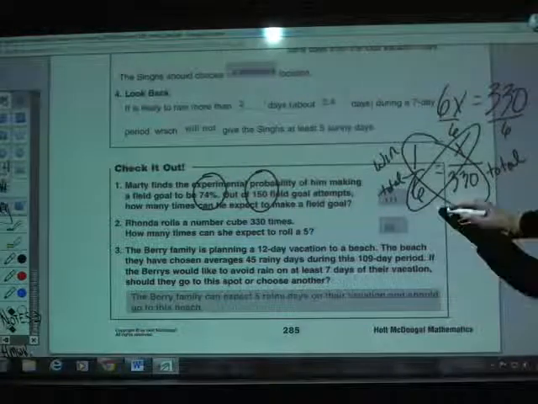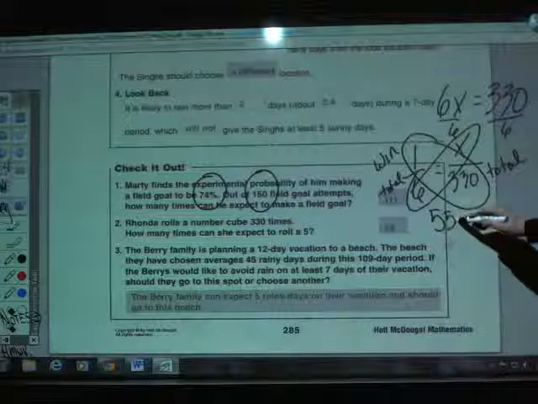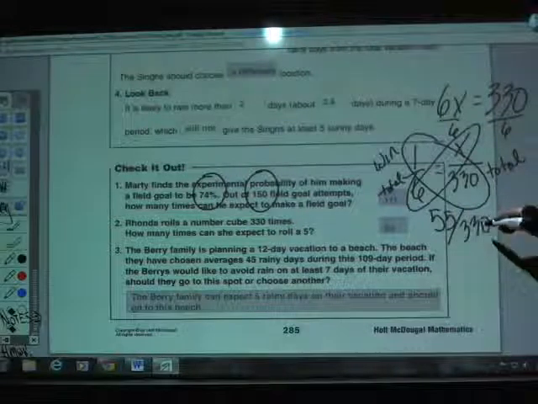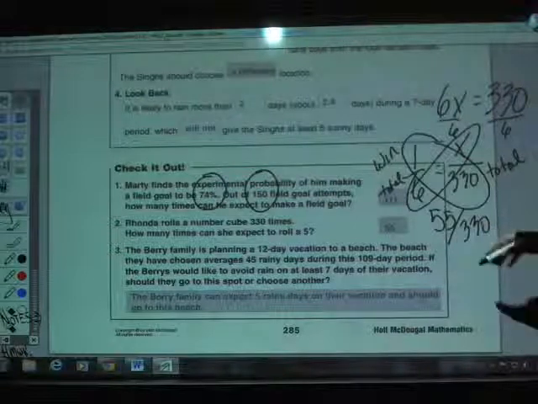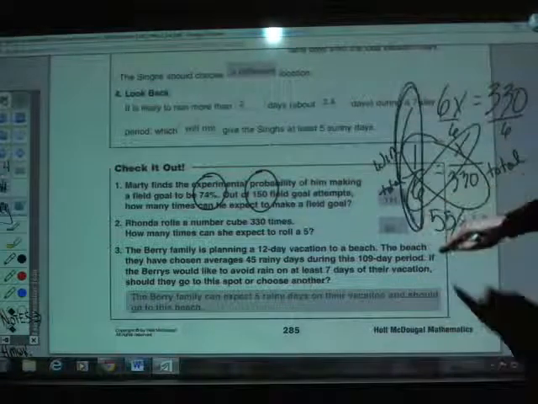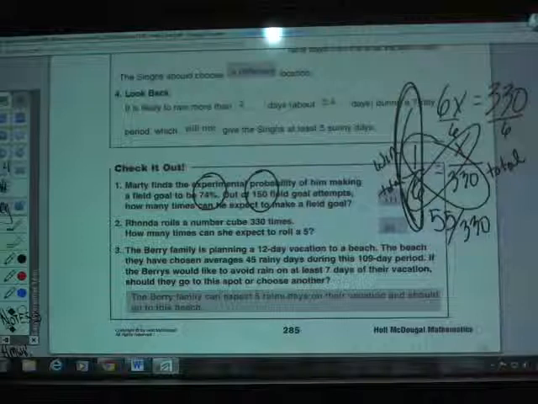And you can check it. Take the fraction 55 over 330 and reduce it. And guess what? When you reduce the fraction 55 over 330, it reduces to 1 over 6.